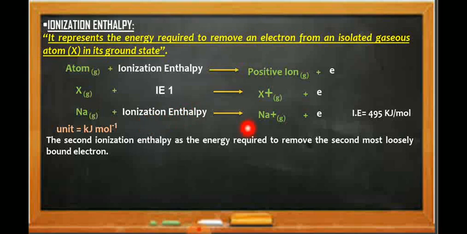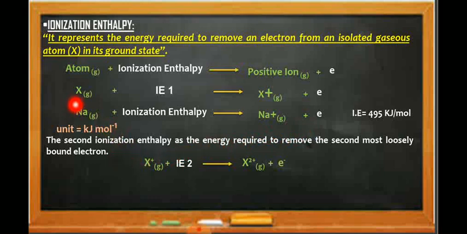Then what's the second ionization enthalpy? It's the amount of energy required to remove the second most loosely bound electron. Energy is needed to remove the first electron, that is first ionization enthalpy. But if you want to remove the second one, the energy needed to remove another electron after one has been removed, that's called second ionization enthalpy. Look at this expression, look at this equation, it's clear to you.